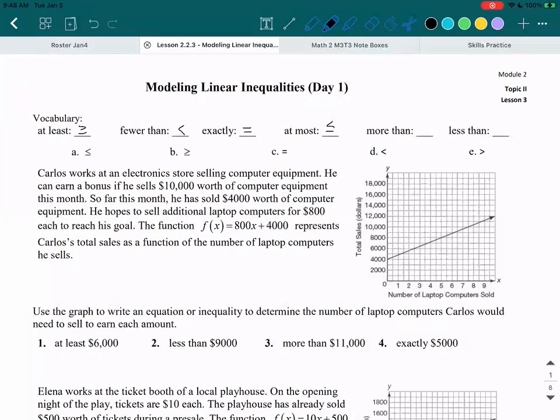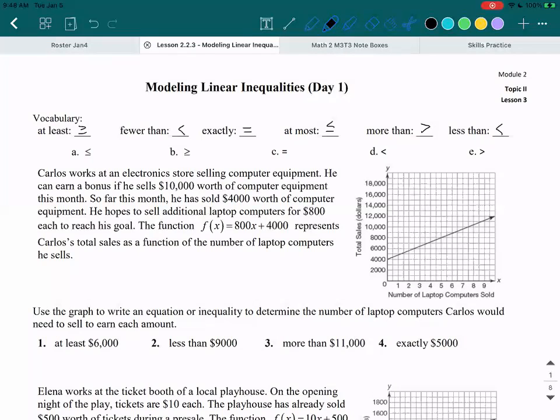If it says more than, you want to use the greater than symbol, because more than and greater than are synonyms. And finally, if the situation says less than, that's the same thing as saying fewer than. These are synonyms, so less than and fewer than both have the less than symbol. Okay?